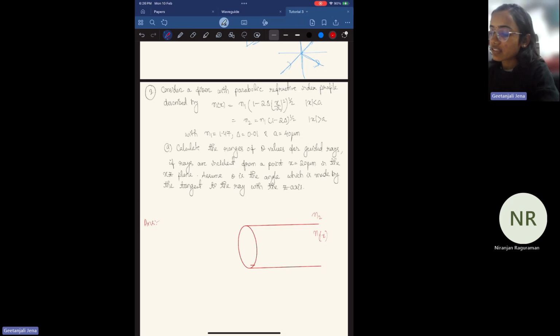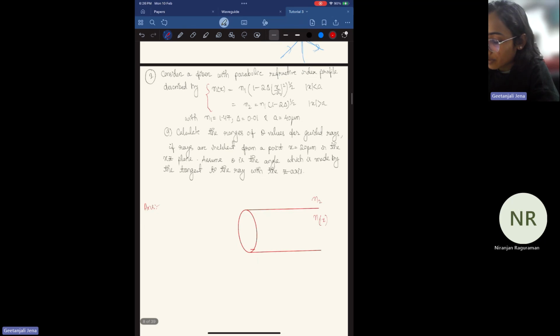So it is given, this is the usual expression for the parabolic index medium, which is the refractive index. The maximum, N1, is 1.47. It's also known as the axial refractive index, that is, around the axis of the fiber, it is N1. And delta is given as 0.01 and a is 40 micrometer.